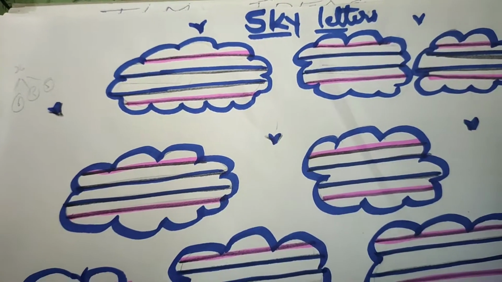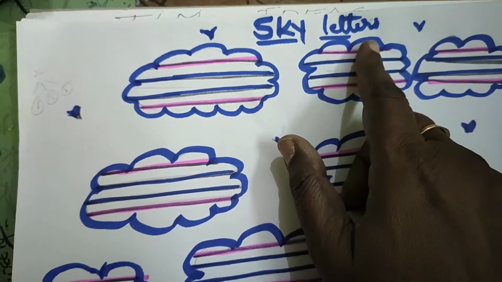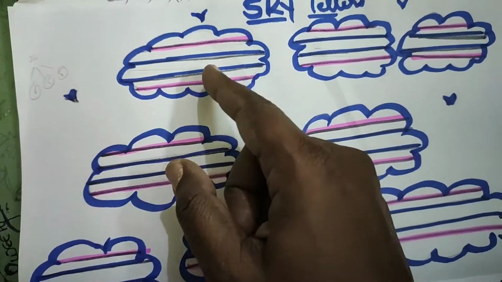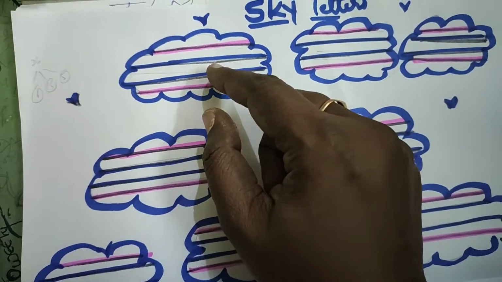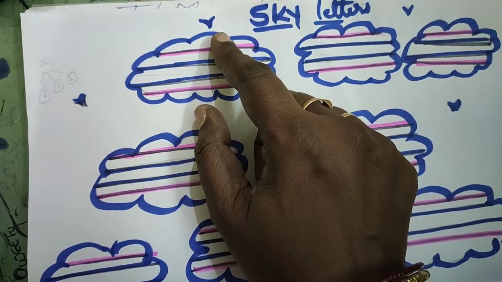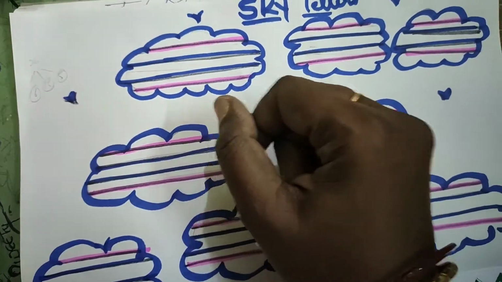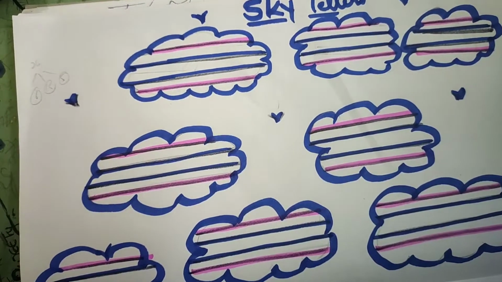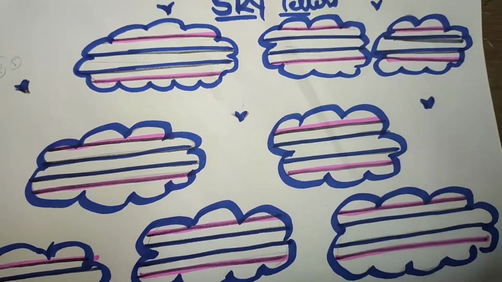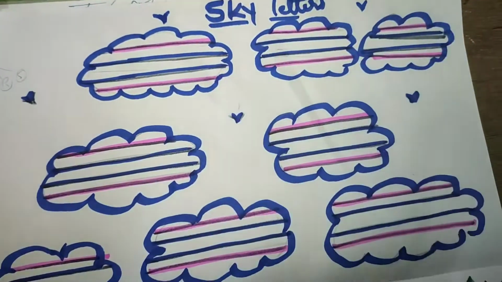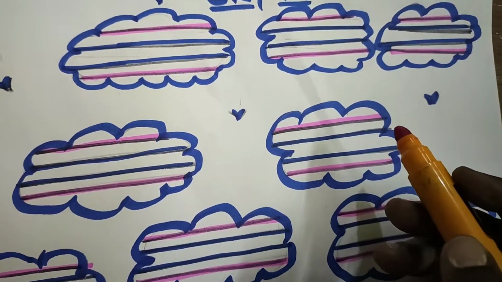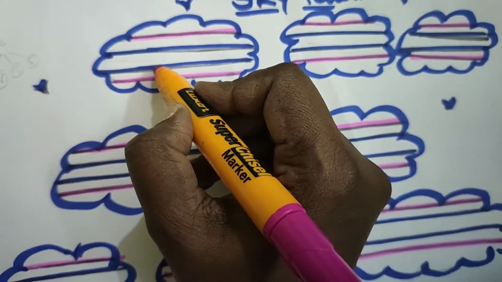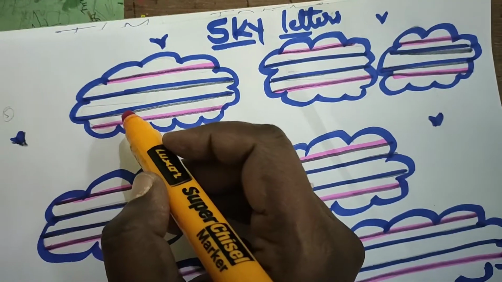Now let's know what a sky letter is. Sky letters have a stem which goes up to the pink line, so they are called sky letters. Let's see what the sky letters are. I am going to write now. I told you already, the letter goes from the blue line up to the pink line. So now I am going to write.